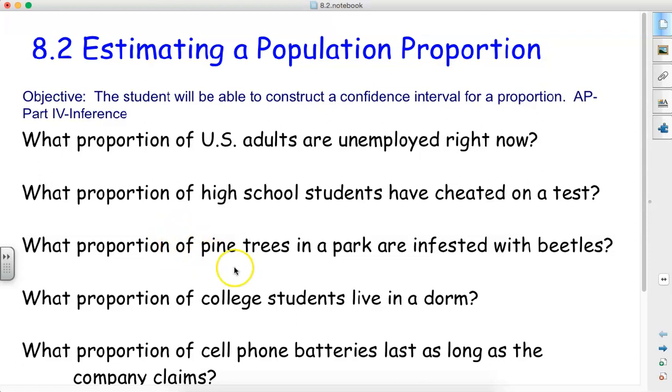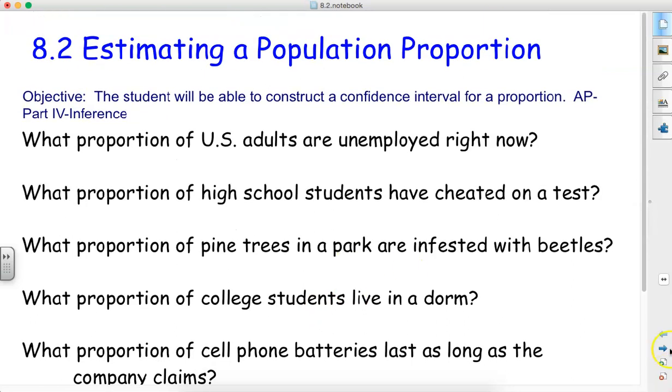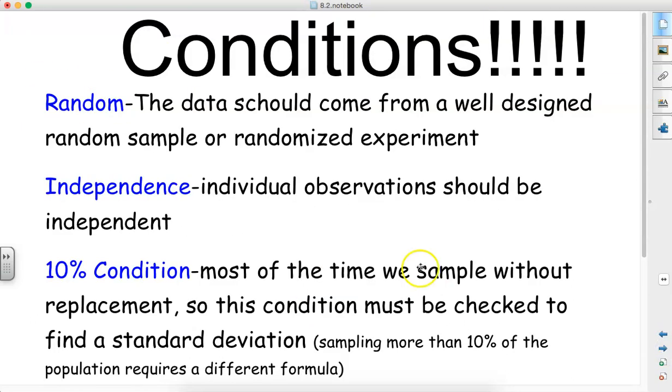Of course, these other examples right here, what proportion of pine trees are infested with beetles? So these are all examples of proportions that you might be interested in, that you might need to know an estimate and a confidence interval of. All right, so those are just some things to get us in the right frame of mind.